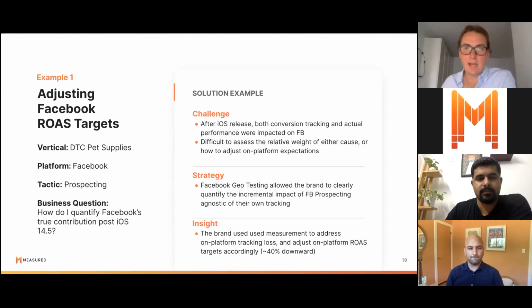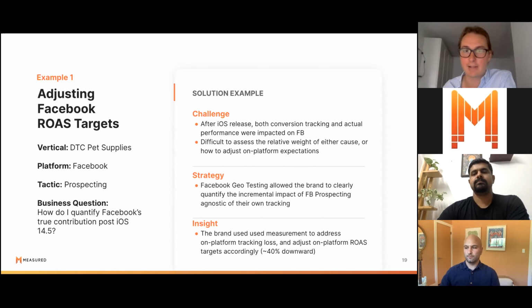Sure. So this example is probably the base case for geo testing. This is the most common type of test we've ran this year for obvious reasons. In this case, it was a direct-to-consumer pet supply company that we worked with prior to iOS being released as well. And we had an idea for what their Facebook prospecting drove, but as mentioned at the top of the call, once iOS launched and tracking was impacted and performance on Facebook was impacted, it was tough to know how much of the conversion loss they were seeing on the platform was due to the opt-out issue and literally just blind spots versus actual performance. So Facebook geotesting essentially allowed us to measure that directly.